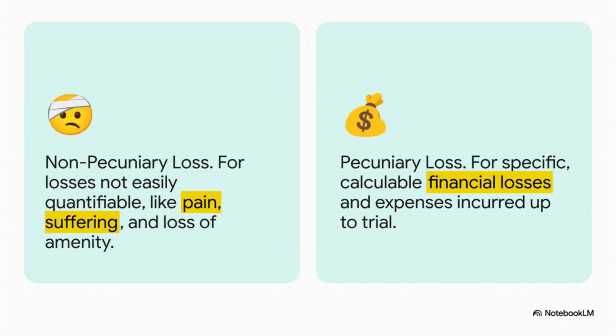Okay, so here's the key distinction. General damages are for the things you can't really put a price tag on, right? The actual pain, the suffering, not being able to enjoy your life the way you used to. Special damages, on the other hand, are for everything you can stick a number on: lost wages, medical bills, travel costs, you name it. Think of it as the human cost versus the financial cost.